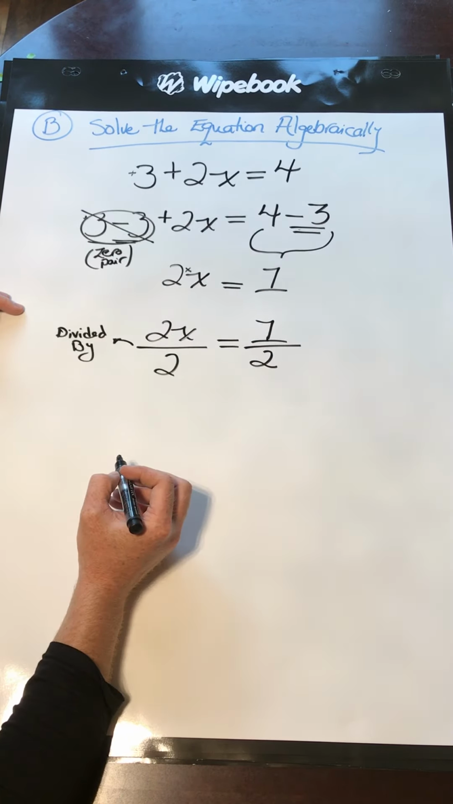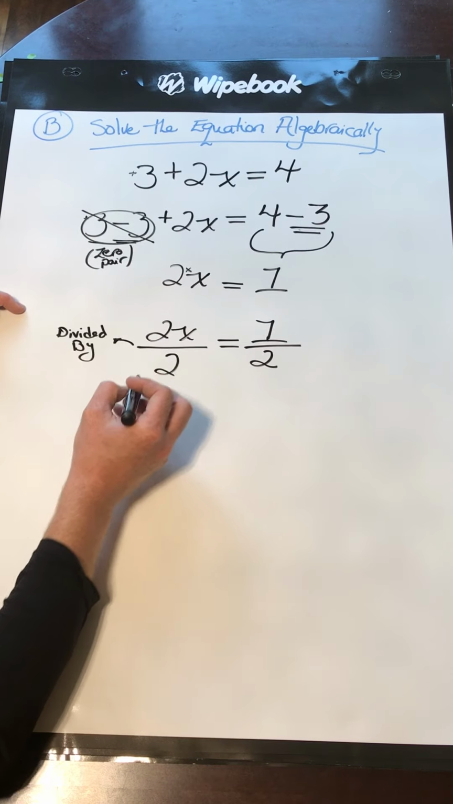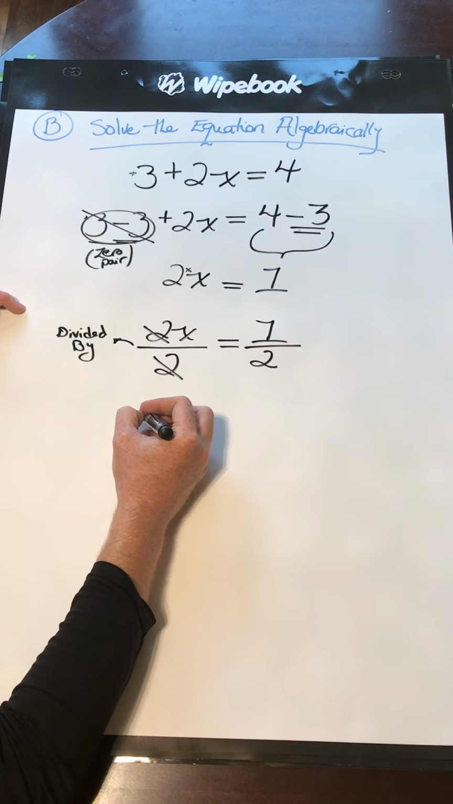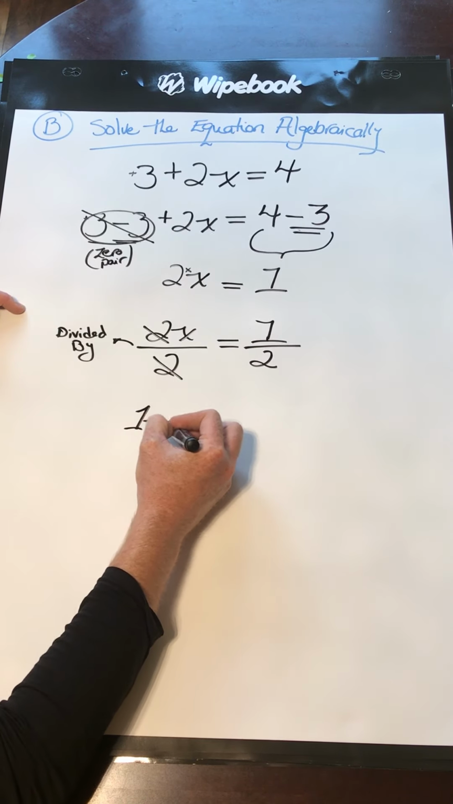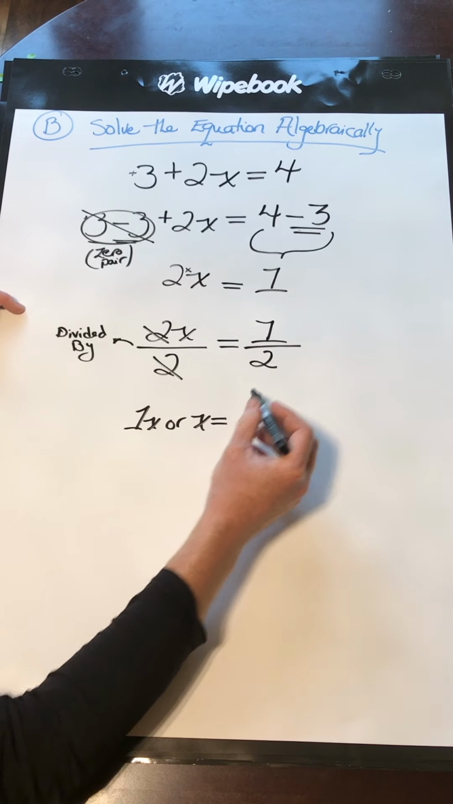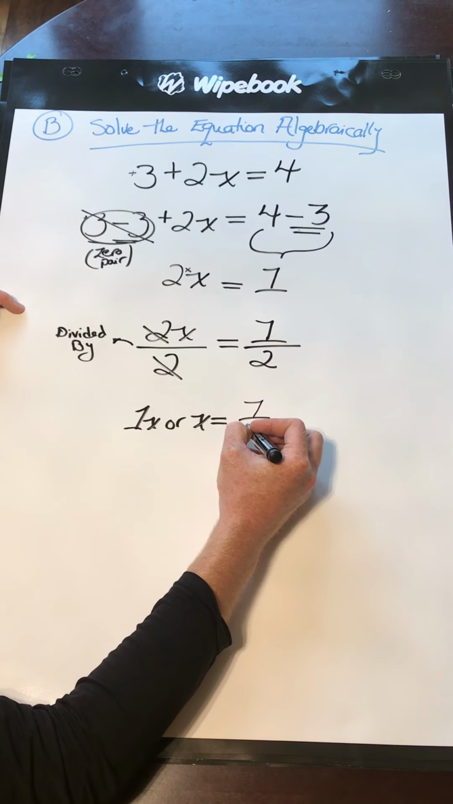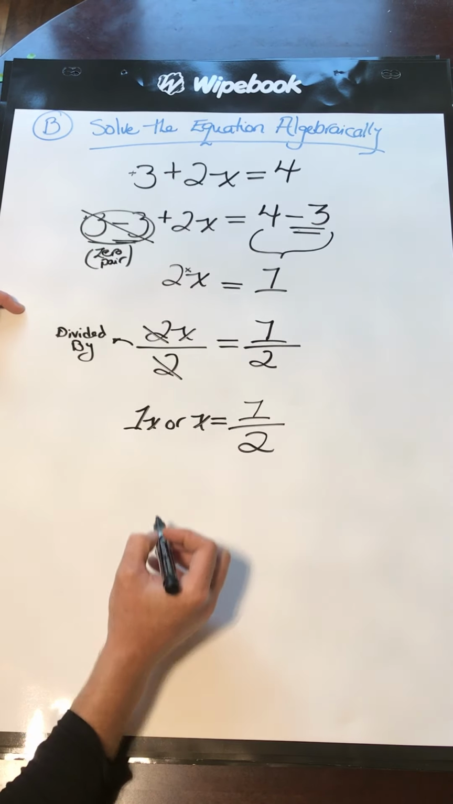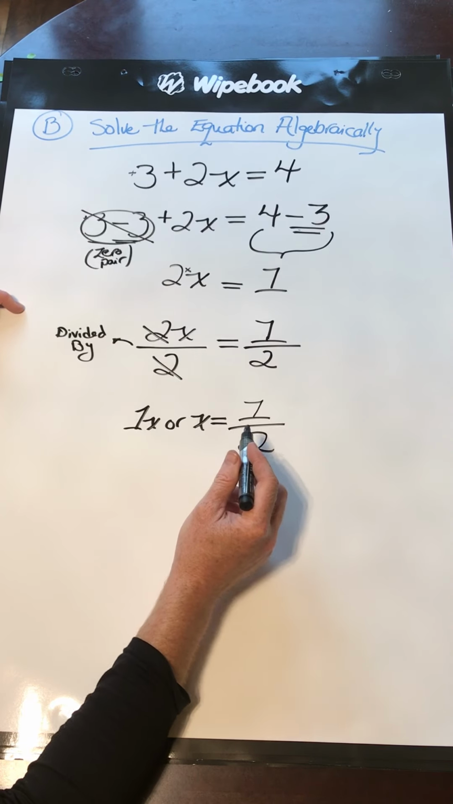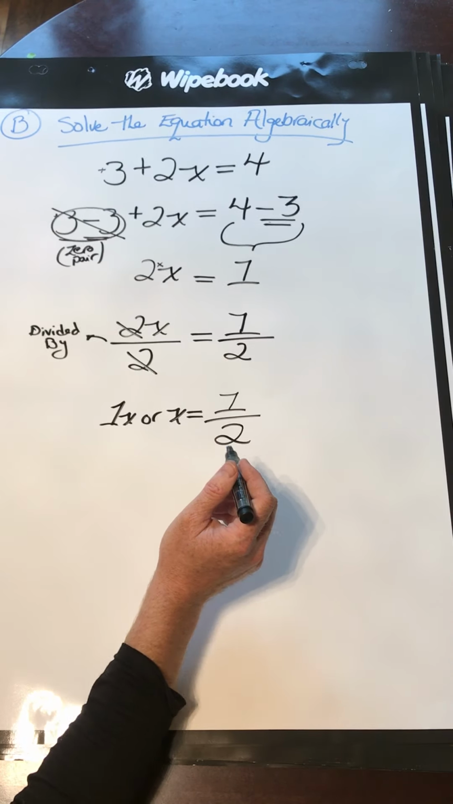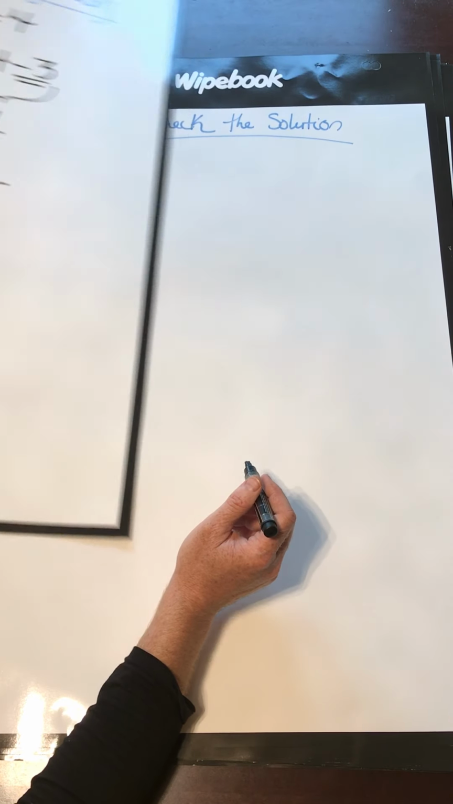Okay, and I'm going to simplify, and remember, this means divided by, so we look at the numbers here, and 2 divided by 2 is equal to 1. So I have 1x, or x is equal to, and 1 divided by 2 is equal to a half. So now I know that x is equal to a half. But I want to verify or check my solution. So I'm going to go and do that now.